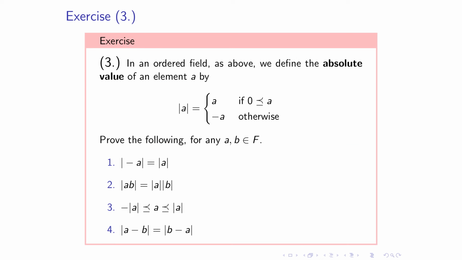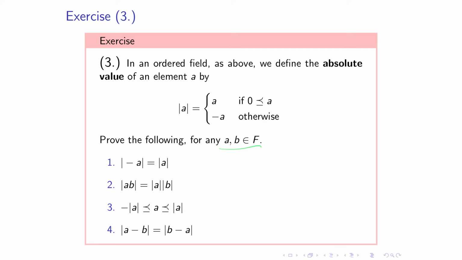In the next one, we first define the notion of the absolute value of an element in an ordered field. So if A is an element of the field, and if it is non-negative, then the absolute value of A is equal to just A. If, on the other hand, A is not non-negative, which is to say if A is negative, then the absolute value of A is negative A. So that is the definition of the absolute value of some element A in an ordered field.